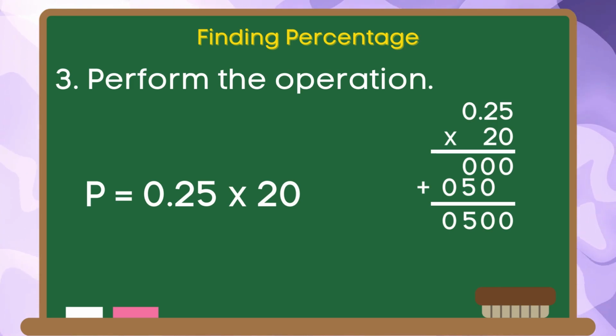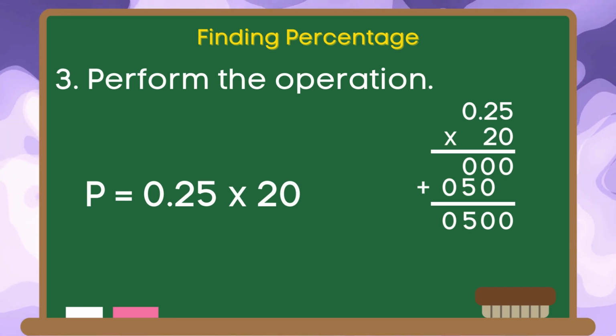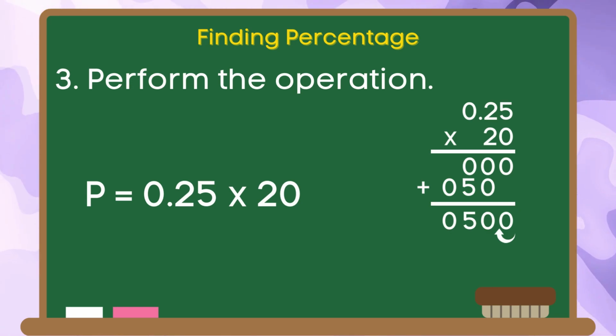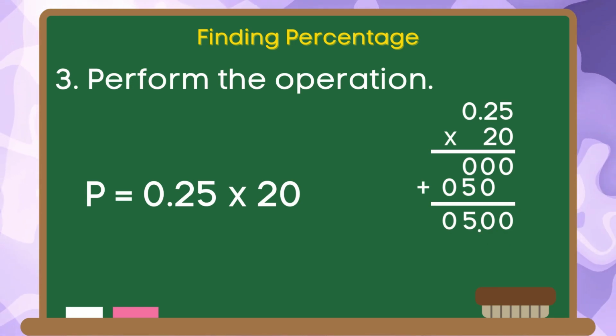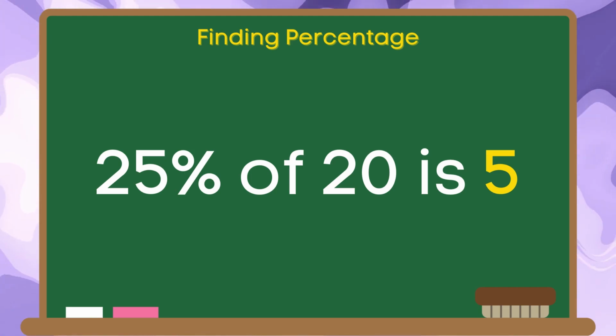Since our multiplicand has 2 decimal places, we are going to put 2 decimal places in our product from right to left. 1, 2. Therefore, the product of our rate and base is 5. We can say that 25% of 20 is 5.